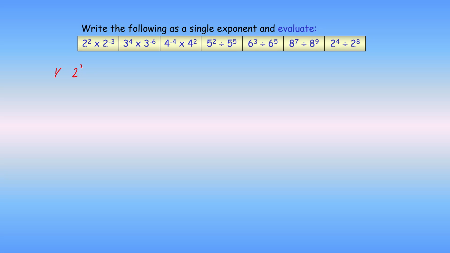Our first one is 2 squared times 2 to the power of minus 3. So that's going to be equal to 2 to the power of 2 minus 3, which is equal to 2 to the power of minus 1. Now we can use our negative index, so that gives us 1 over 2, which is the answer. So we've done 2 things. We used the multiplication rule, then we used the negative index there.